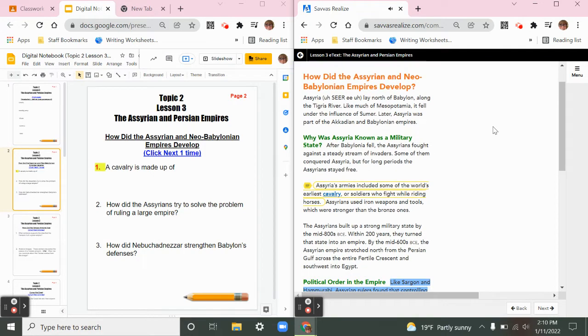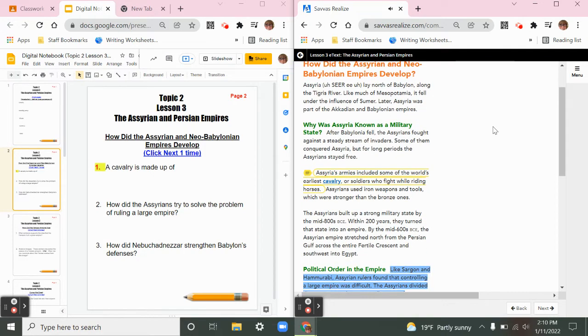After Babylonia fell, the Assyrians fought against a steady stream of invaders. Some of them conquered Assyria, but for long periods, the Assyrians stayed free. Assyria's armies included some of the world's earliest cavalry, or soldiers who fight while riding horses. Assyrians used iron weapons and tools, which were stronger than the bronze ones.